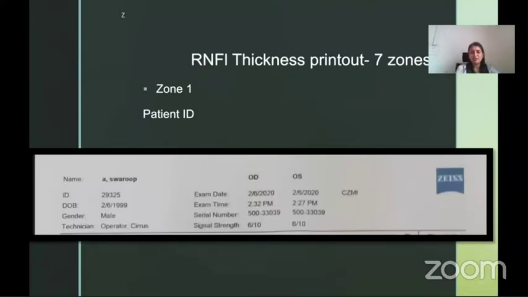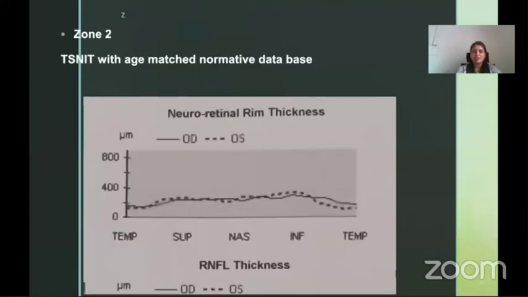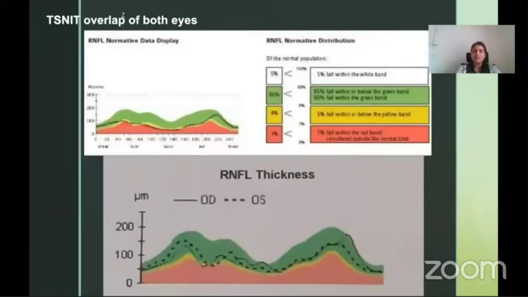So this printout can be read in 5 zones. Zone 1 basically gives you the patient's ID. Zone 2 tells you about a TSNIT graph wherein 6 serial scans run over the optic nerve head, from temporal to inferior side. It is recorded as a TSNIT graph and gives us the thickness of the retinal nerve fiber layer. In zone 3, this TSNIT graph is compared to age-corrected normative data, which says that a p-value of less than 1% is seen in the red zone and a p-value of more than 90% is seen in the green zone.